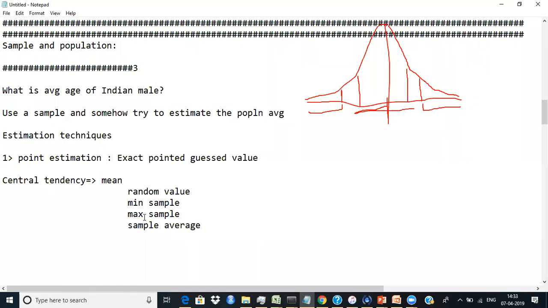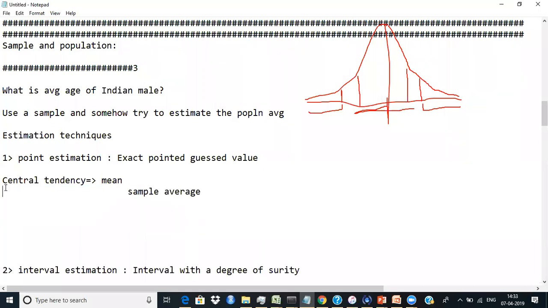Somebody might say I will take 5 people, take their maximum age as my estimate, right? Similarly, somebody might also say that I'll take 5 people, calculate their sample average, meaning the average age of those 5 people, and use that as my estimate. Different people might have different opinions, but in statistics, it can be mathematically shown that the most accurate estimate of population mean is the sample average, right?